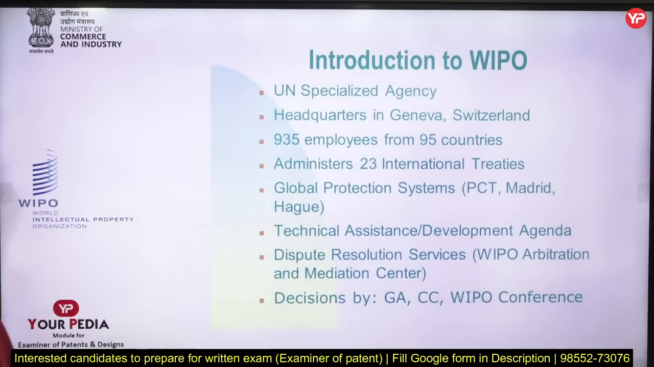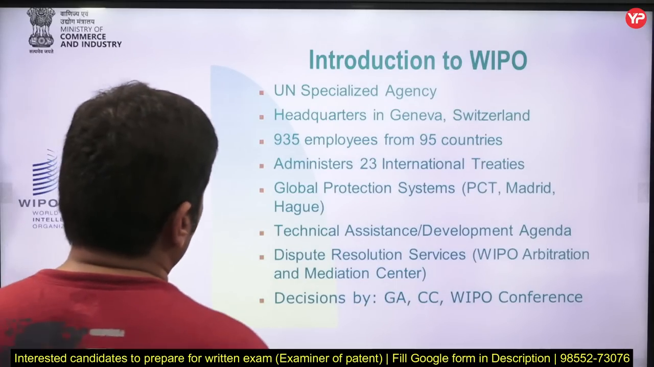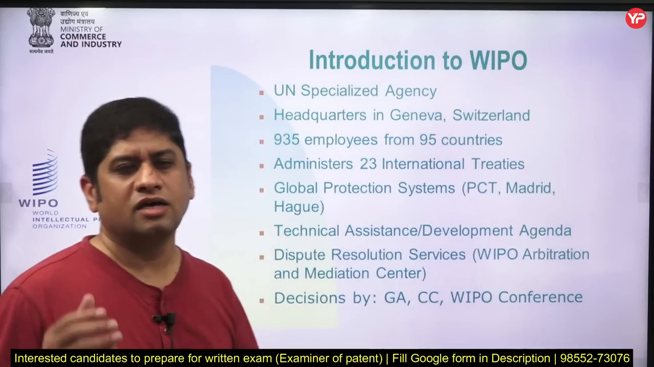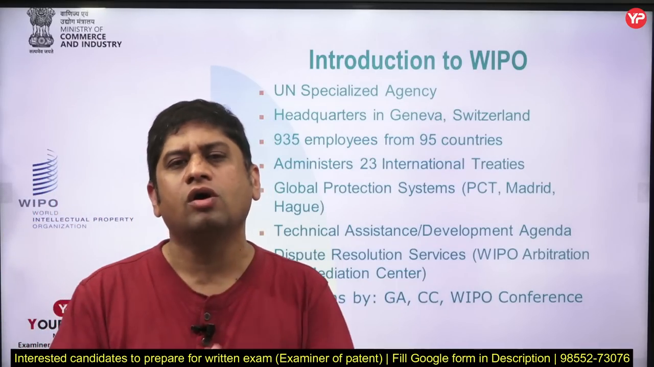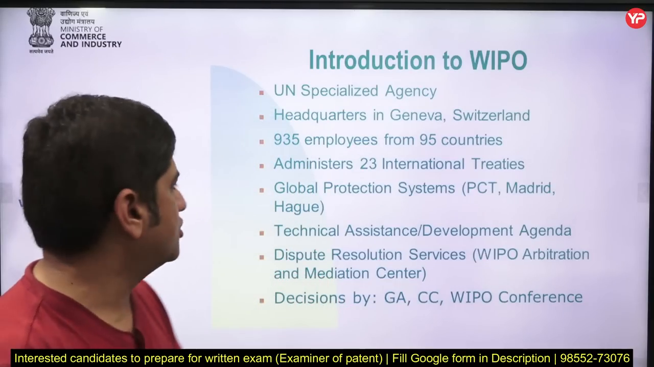Okay, so I will keep on summarizing the things which I told you. It's a specialized agency; headquarters, employees are not important; it provides a global protection system. So where is the office of the global protection system? WIPO has different verticals, different bodies. Where these bodies are located, that you should know.